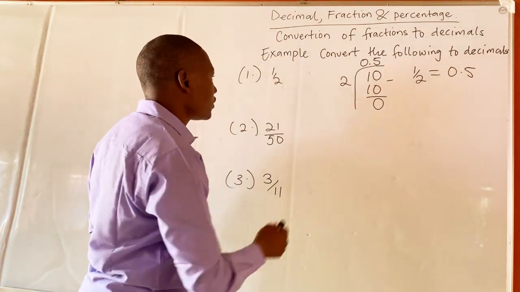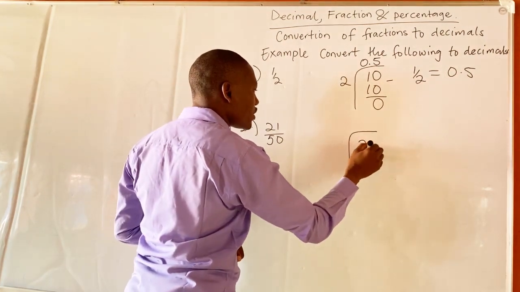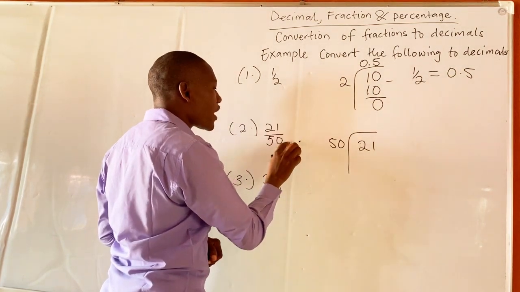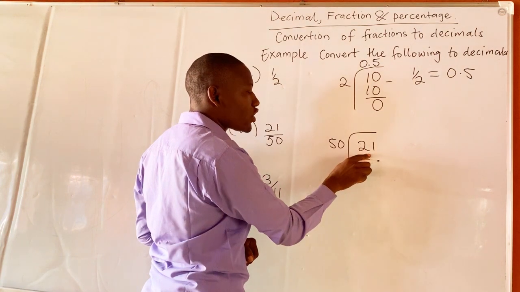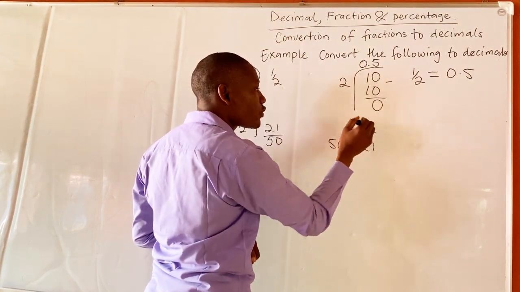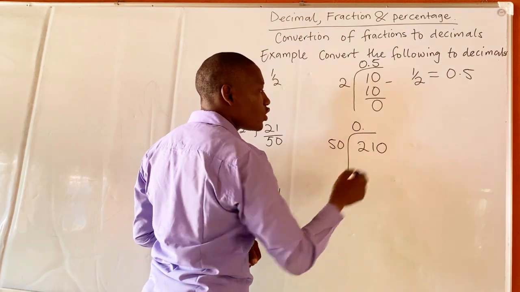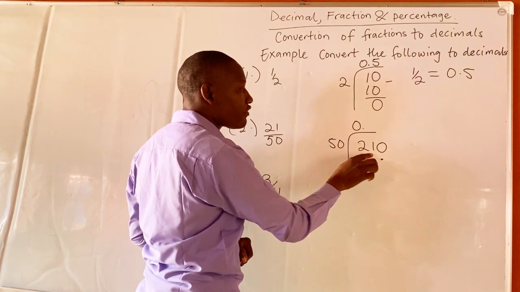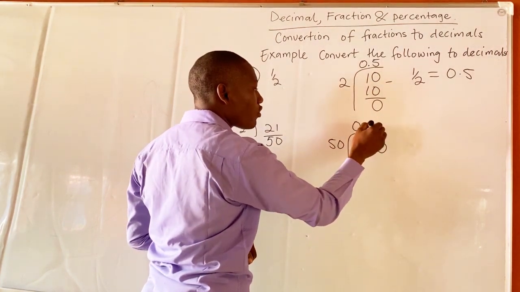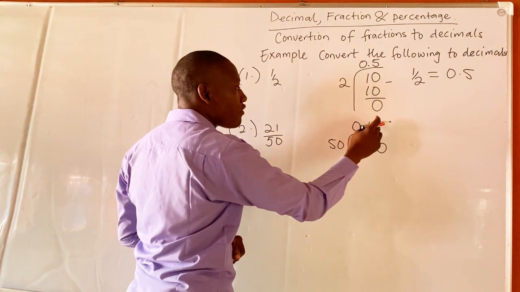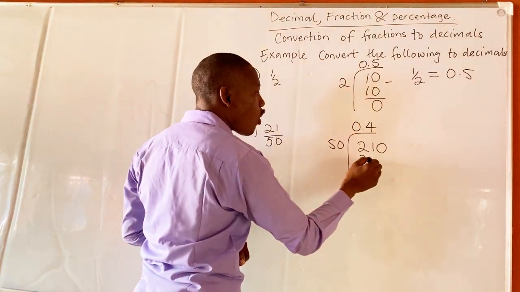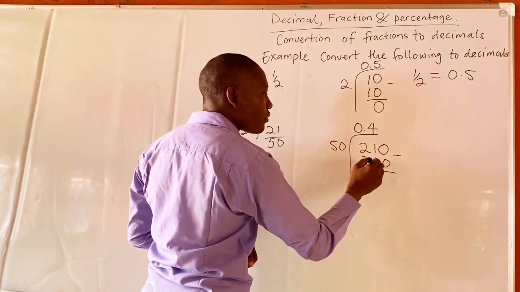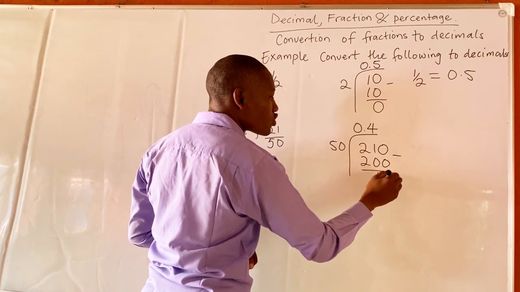The second one, we have 21 over 50. We are to divide 21 by 50. Now, how many 50 do we have in 21? We have 0, we put a point. Now, we add 0 to 21, making 210. How many 50 do we have in 210? We have 4. Now, 4 multiplied by 50 is 200. Now, we subtract. 210 minus 200 is equal to 10.